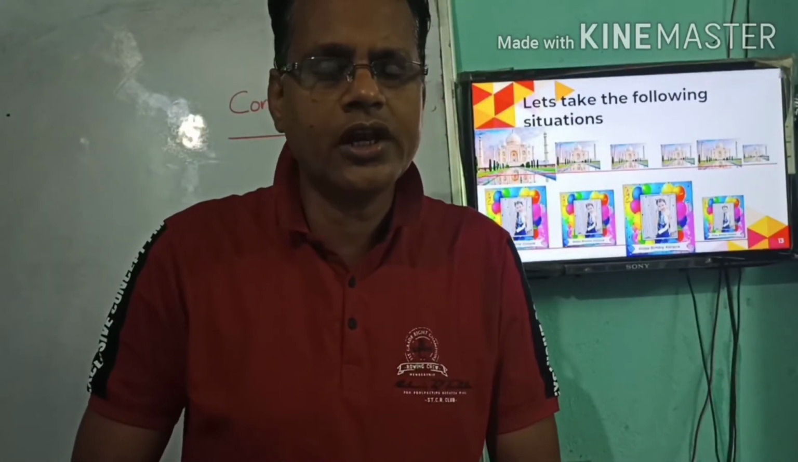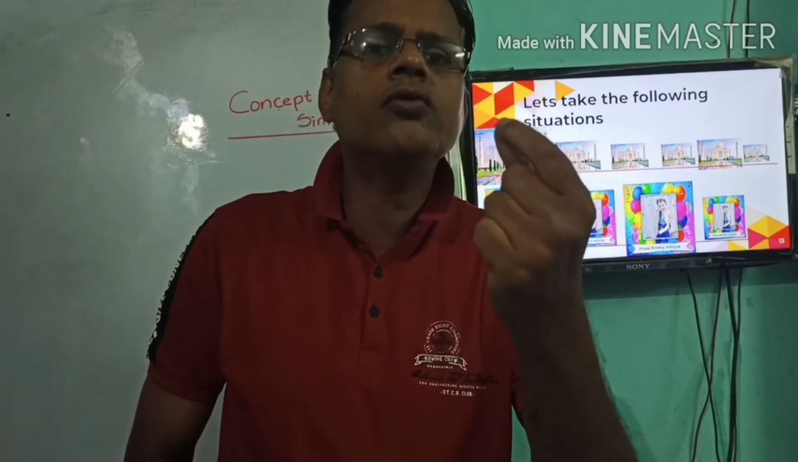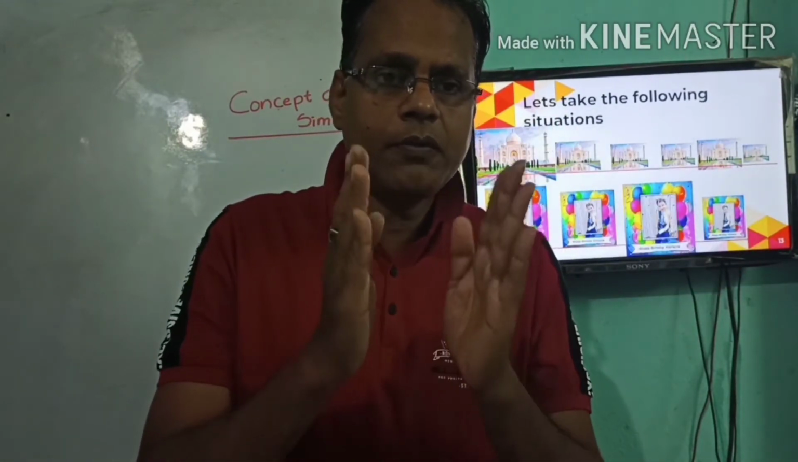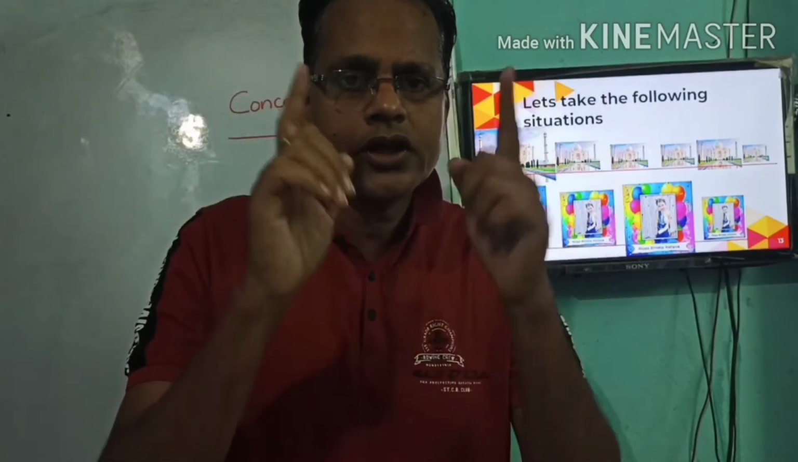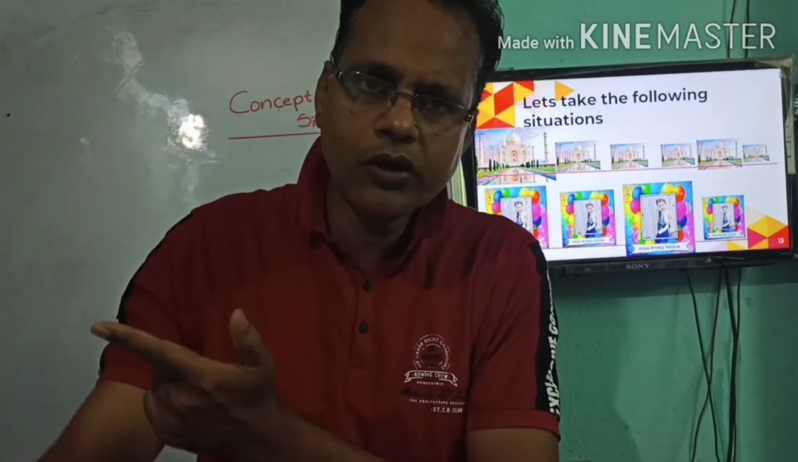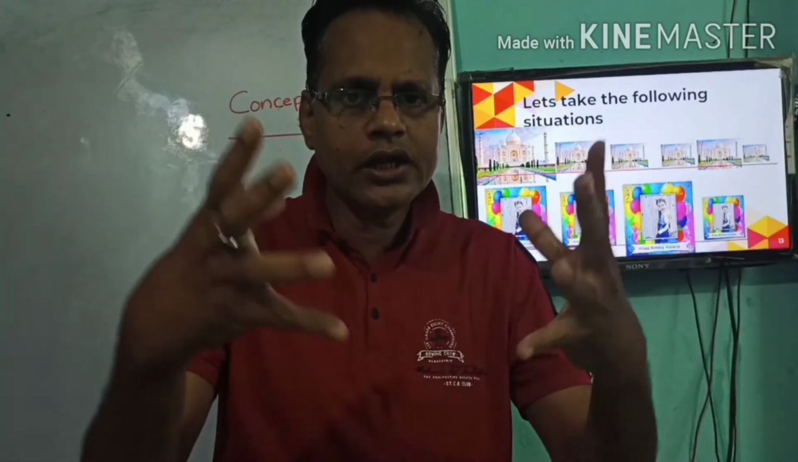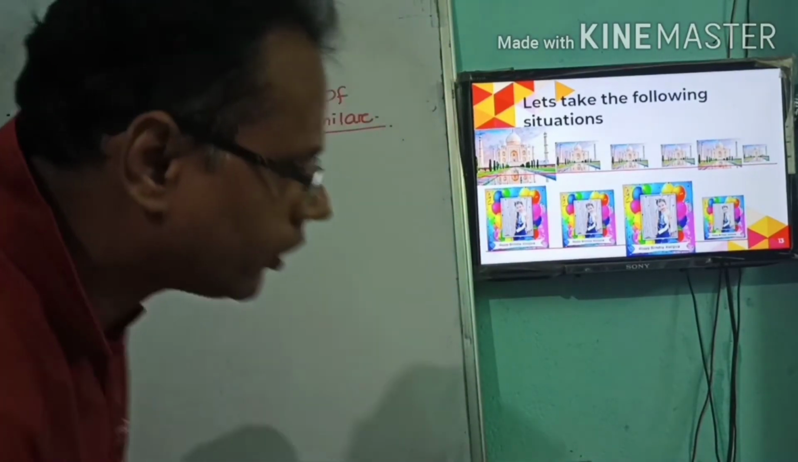The proportionality concept. Okay. Now I am again taking you to the concept of proportion. What is called proportion? A, B, C, D are called proportion if the ratio of the first two is equal to the ratio of the last two. That is, if A by B is equal to C by D, then we say A, B, C, D are in proportion. Okay.